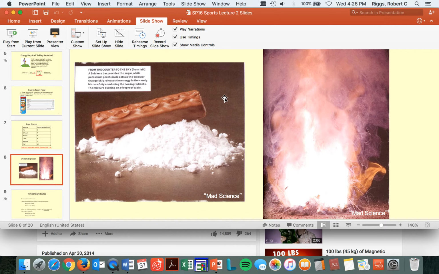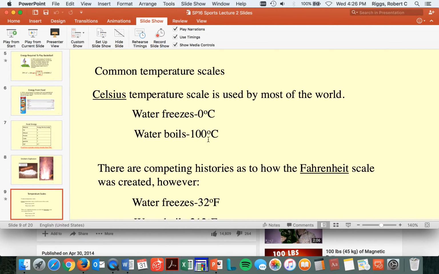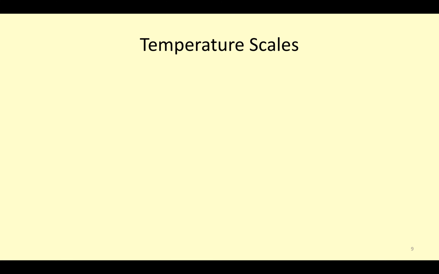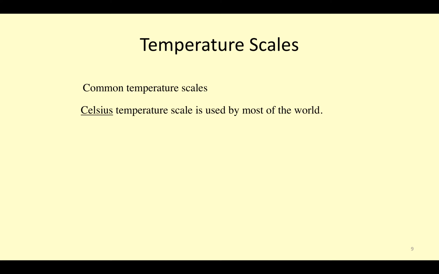All right, so now let's look at some temperature scales because you've got a little work to do. Another way to measure heat is with temperature. Common temperature scales: water freezes at 0 degrees Celsius, and water boils at 100 Celsius. Now we don't say degrees anymore. That's kind of going out of fashion in physics.